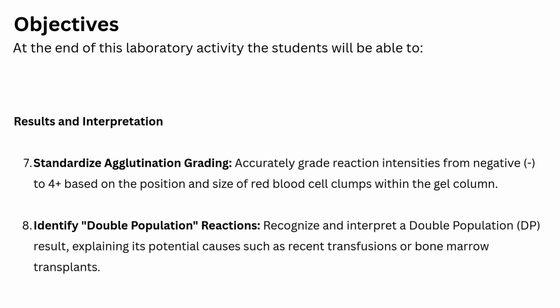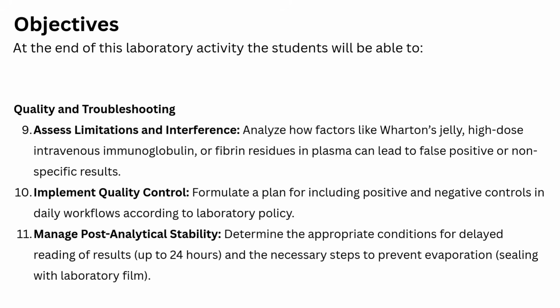And then also another major objective is for the results and interpretation. So specifically, you should standardize agglutination grading. So by accurately grading reaction intensities from negative to 4 plus, based on the position and size of red blood cell clumps within the gel column. And number eight is to identify double population or a mixed field reaction. So you should be able to recognize and interpret, guys, double population result and explain its potential causes such as recent transfusions or bone marrow transplants.